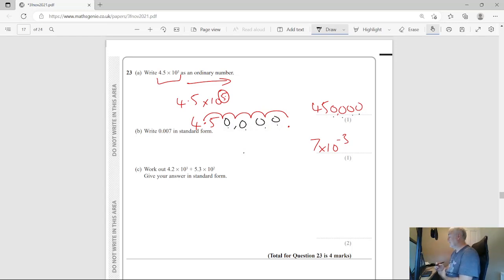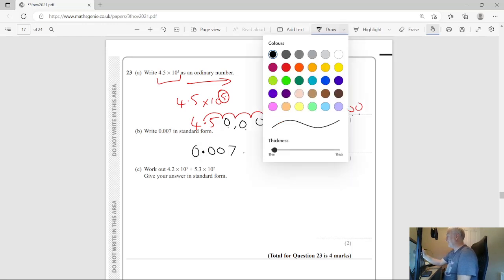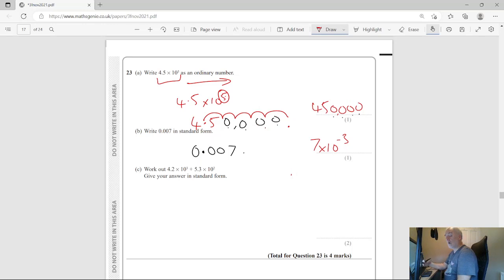Looking at the next one, 0.007. My decimal point's there at the minute. In standard form, my number has to be between 1 and less than 10. So let's make that decimal point there, so that makes my number 7. How many places do I need to move it to get back where it started? 1, 2, 3. We're going this way, which is always negative. I'm making the number smaller, so my index becomes negative. So first and foremost, type into your calculator, it will tell you exactly what it is. Press SD twice.